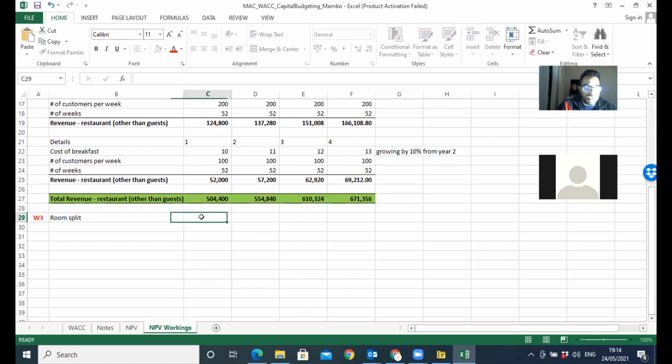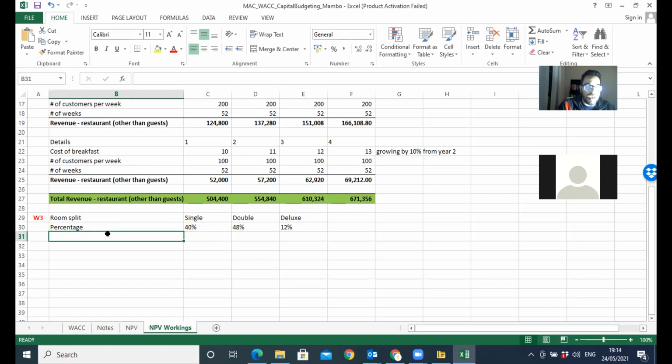So what are the rooms? It is single, double, and what was the other one now? Deluxe. Then we're going to say percentage. Single rooms is 40%. Double rooms, what was it? 48%. And then deluxe is the remainder, which is 12%. The remainder is just basically 100% minus double minus single. Then the total number of rooms.